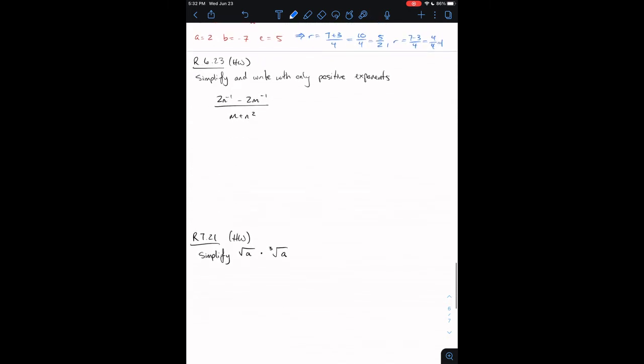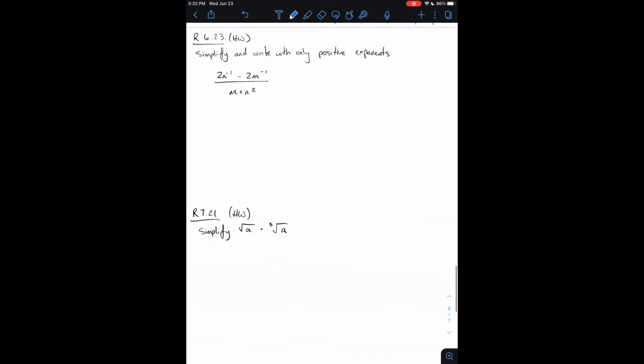We're going to do 2 homework problems to finish this off. This is, I believe, one from 6, exponential expressions, and then one from 7, which is radical expressions. These are pretty quick, so I'll wrap it up at the end of this.